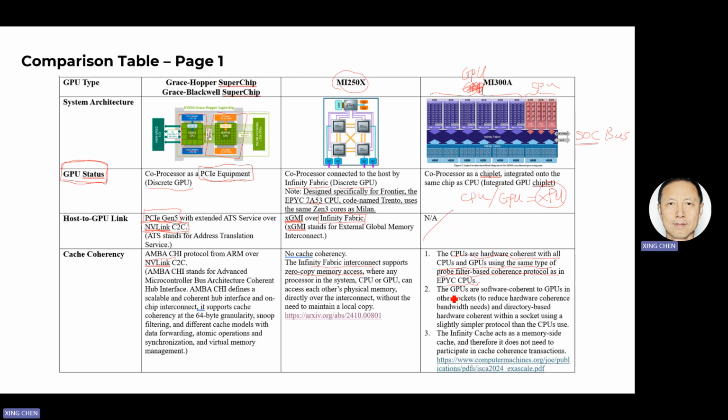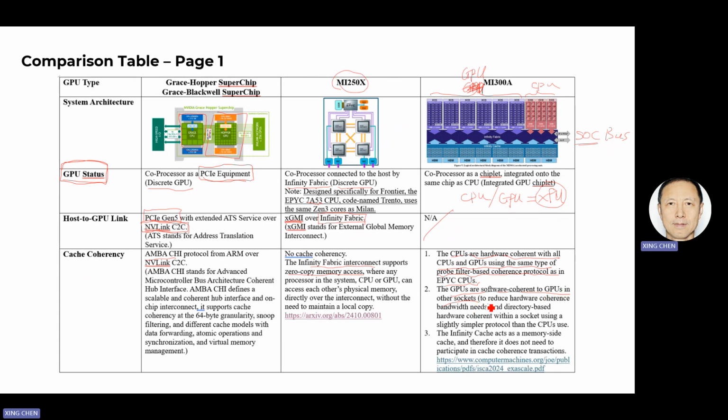Okay, then between all the CPUs and all the GPUs inside a socket, that means between all the CPUs and the GPUs on a single MI300A chip. But the other fact is that GPUs are software coherent to GPUs in other sockets. Each socket has an MI300A APU. So if you have 4 APUs in your system, you have 4 sockets. The GPUs are software coherent to GPUs in other sockets.